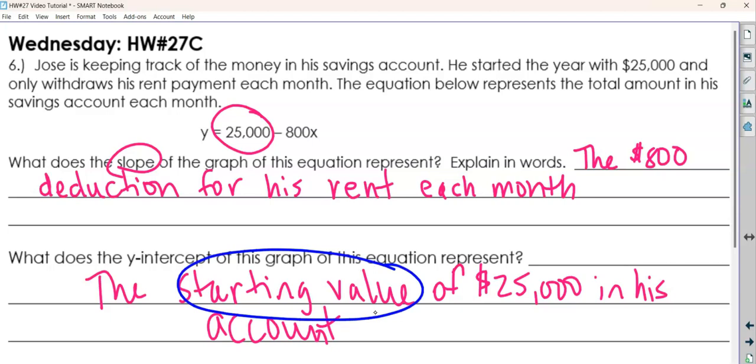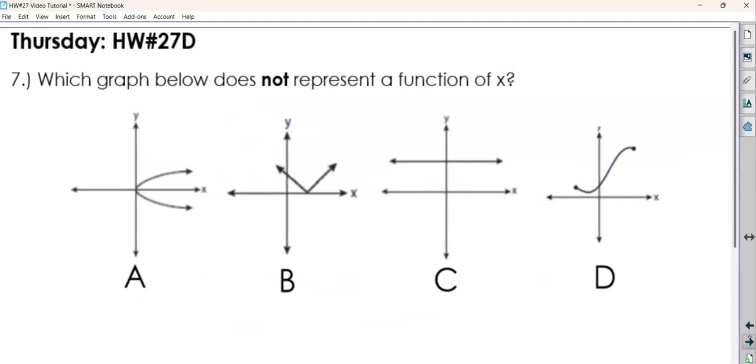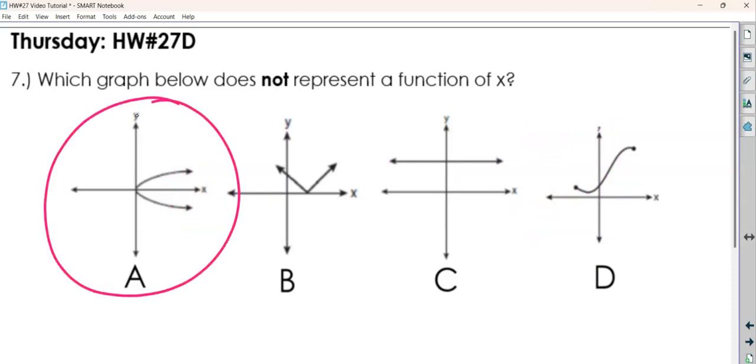Which graph below does not represent a function? To determine if a graph is a function, you need to use something called the vertical line test. And as you scan each of these graphs, if you ever touch the graph in more than one place at a time, like here, you fail the vertical line test. So A is not a function.